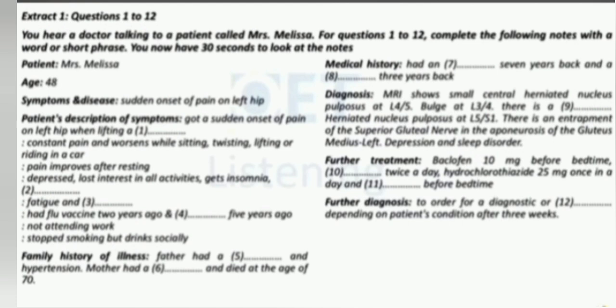There is a shallow left parasagittal herniated nucleus pulposus at L5/S1. There is an entrapment of the superior gluteal nerve in the aponeurosis of the gluteus medius left, and you are also suffering with depression and sleep disorder. So I would recommend you take a treatment for superior gluteal nerve block left. I am going to prescribe you baclofen 10 milligrams before bedtime, flurbiprofen 100 milligrams twice a day, hydrochlorothiazide 25 milligrams once in a day, and Klonopin 0.5 milligrams before bedtime.